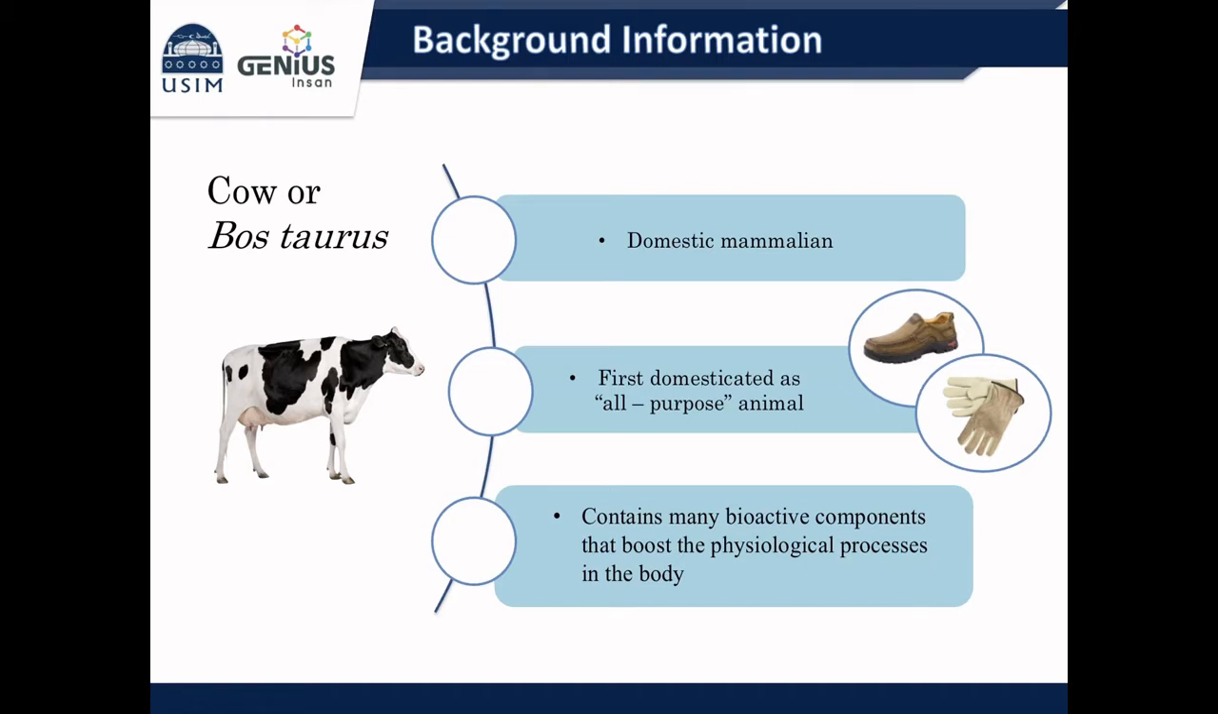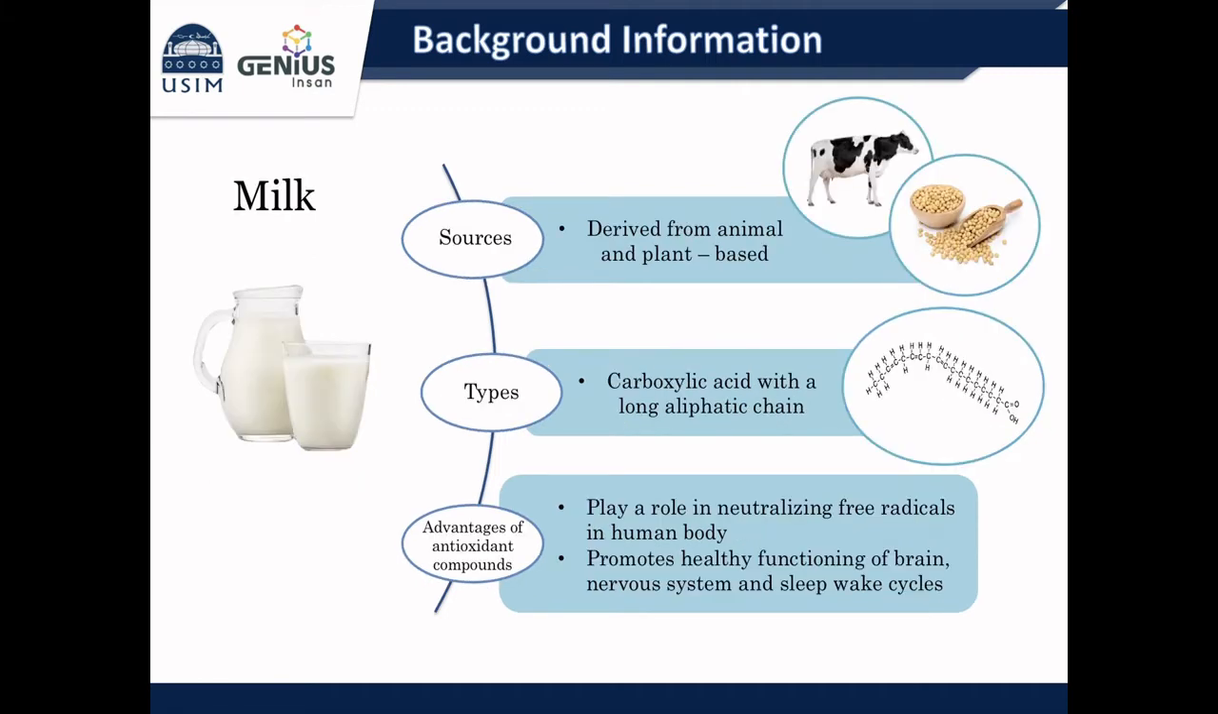Moreover, cows are also used by humans in many other ways, such as the source of leather for clothing and other products. Dairy products produced by cows, especially milk, contain many bioactive components that boost the physiological processes in the body. As for milk, it is an essential source of nutrients for human consumption that is derived from animal and plant-based sources such as cows and soybean.